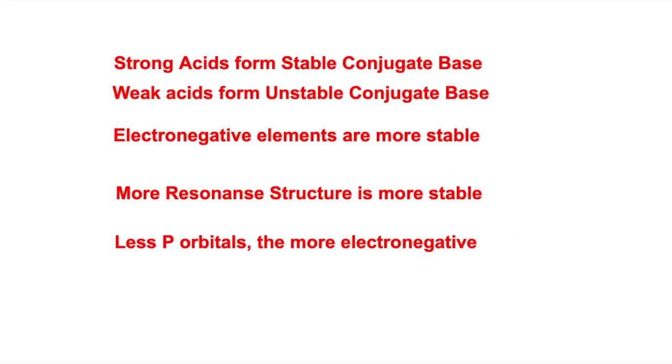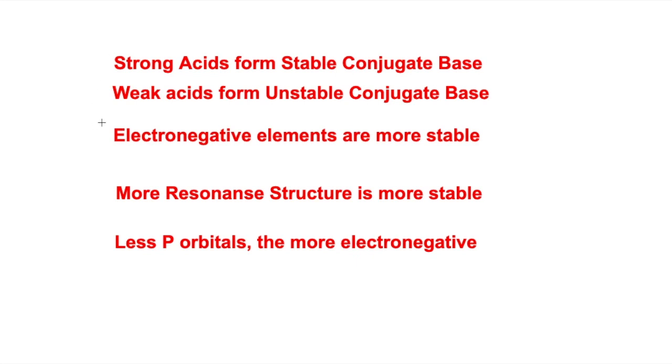Now let's say we weren't given the pKa and we had to determine it by just looking at the molecule. There are rules for this. First things first: strong acids form stable conjugate bases, while weak acids form unstable conjugate bases. We'll go through that in more detail later, but here's a good rule to remember.